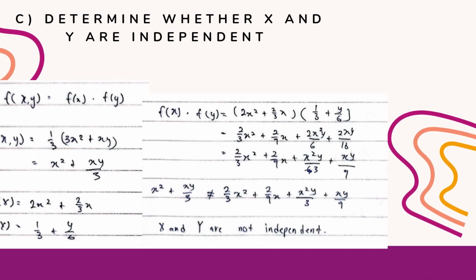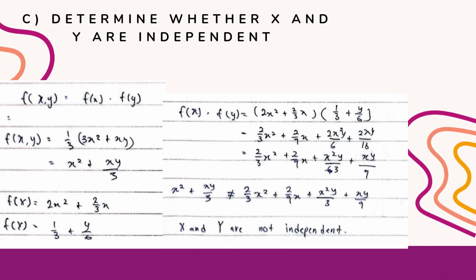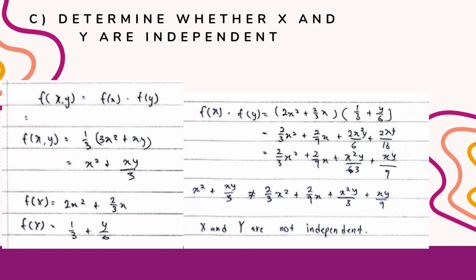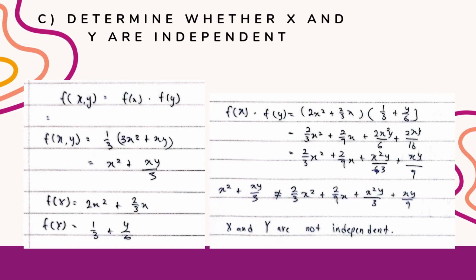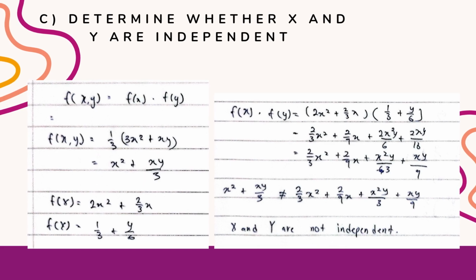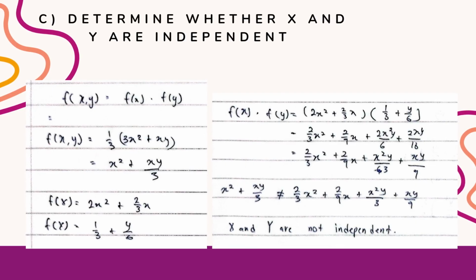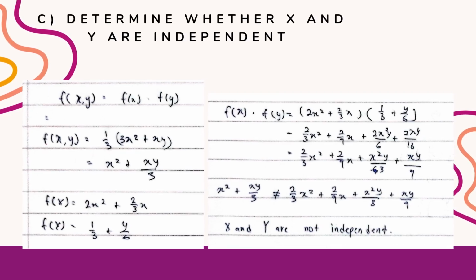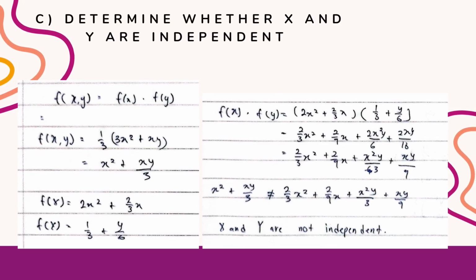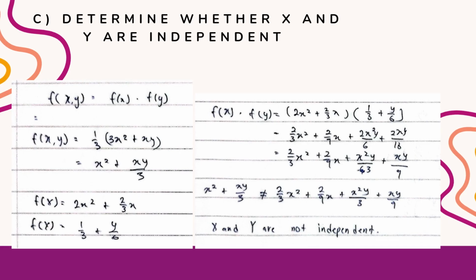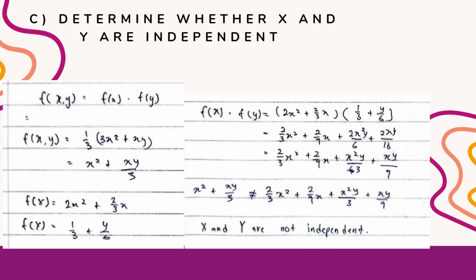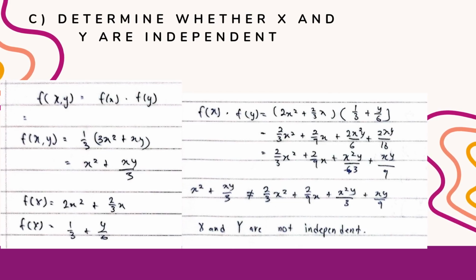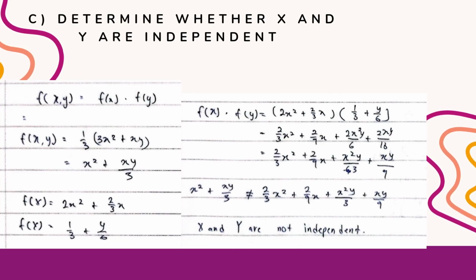For part C, it asks to determine whether x and y are independent. As we know, to identify whether they are independent or not, f(x,y) must be equal to fx multiplied by fy. So f(x,y) is equal to (x squared plus xy)/3, while fx multiplied by fy is equal to 2/3 x squared plus 2/9 x plus x squared y/3 plus xy/9. So they are not equal to each other, so I can conclude that x and y are not independent.